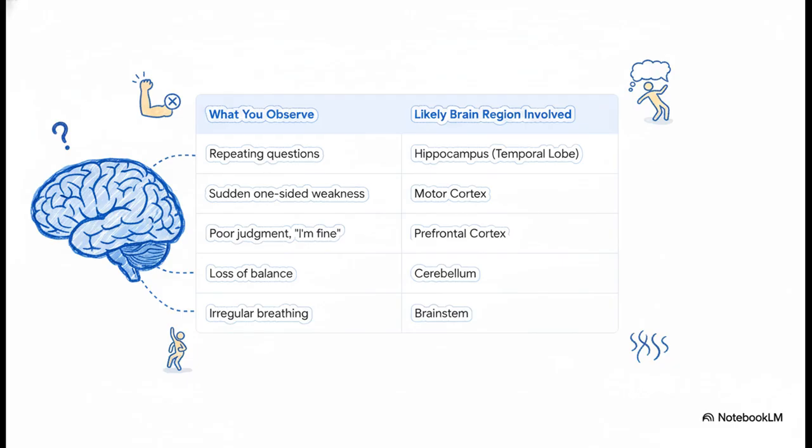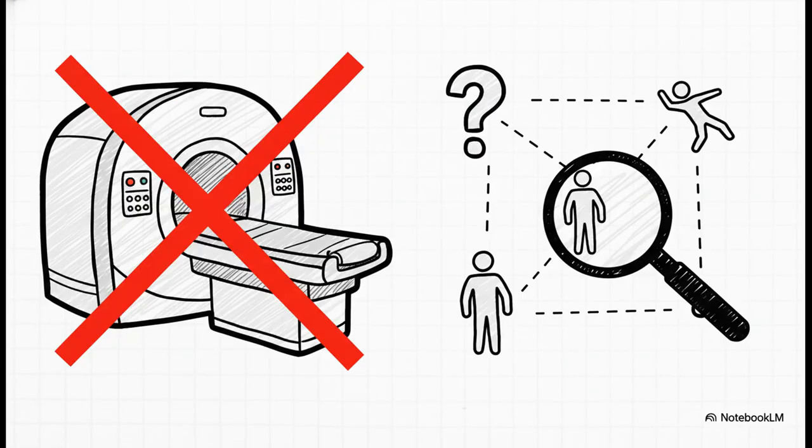You see sudden weakness all down one side, you're thinking motor cortex. The patient who fell has a giant gash on their head but swears they're fine to drive home. That's a massive red flag for a prefrontal cortex injury. And of course, if you see that irregular breathing and they're unconscious, you know you're dealing with the brainstem. That's the big one.